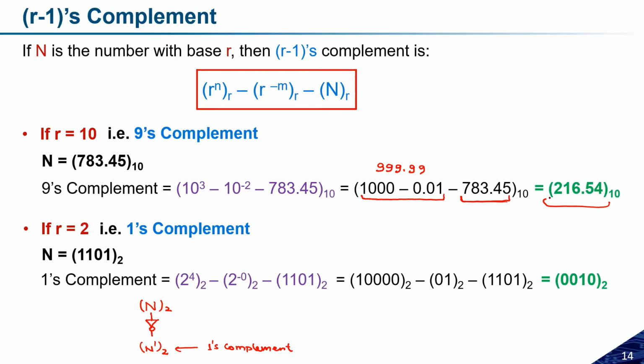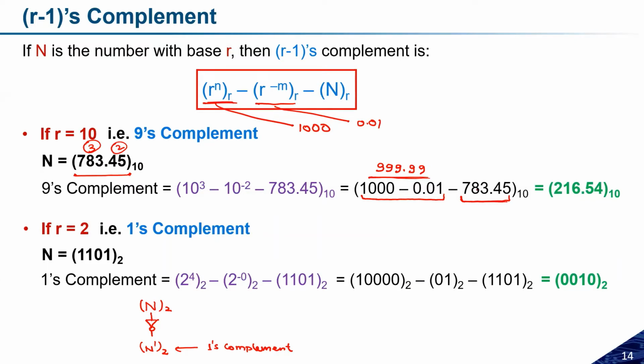Next kind of complement. This also works for the fractional part, yes. We have done it, right? We had a fractional part like 783.45. For 783.45, we got this number as 999.99. Based on this formula, this term will be 1000 and this term will be 0.01, because here m is equal to 2 and n is equal to 3. Here this is the n and this is the m. If we subtract 1000 minus 0.01, that will give you 999.99.